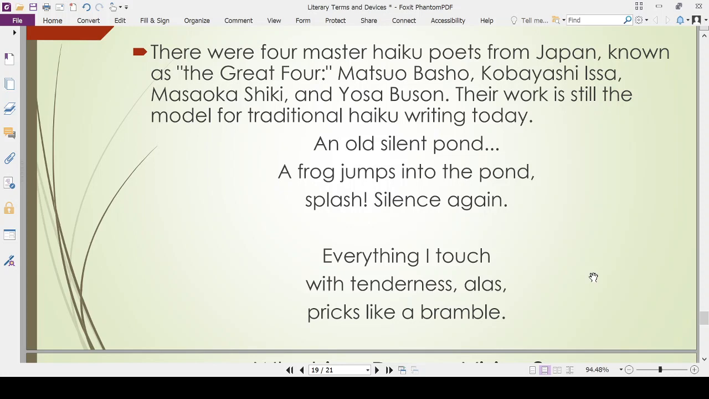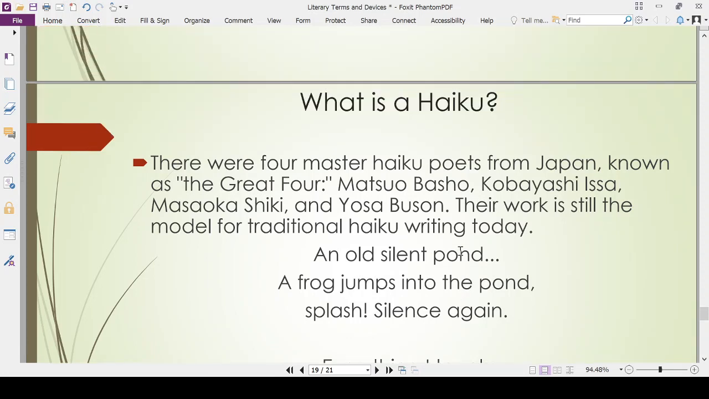I think it's orange, if I'm not mistaken. So everything I touch with tenderness, I am being kind. I use a tender touch, but everything I touch turns against me and just bites me like the pricks on a bramble tree or bush. Okay, and these are two examples of haiku.